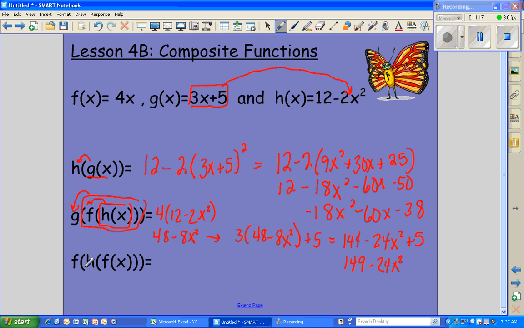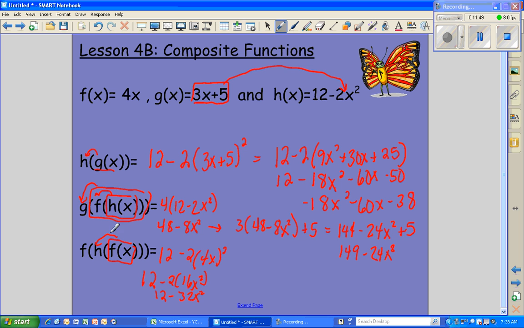So this is f of h of f of x. So we're going to start with our innermost function f of x, plug it into h. So that would give us 12 minus 2 times the quantity 4x squared. So that's 12 minus 2 times 16x squared. So that is 12 minus 32x squared.